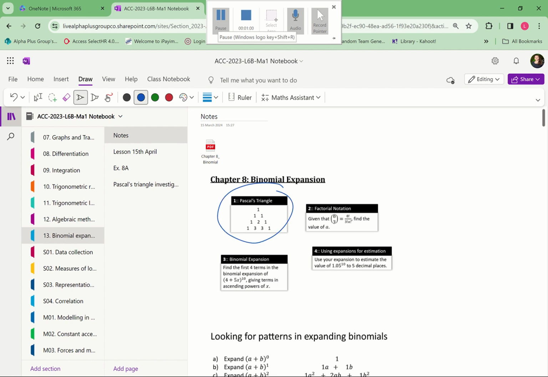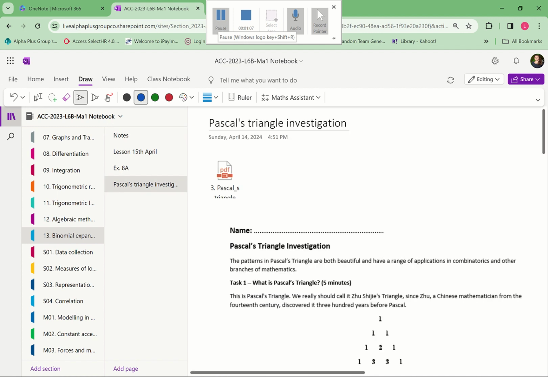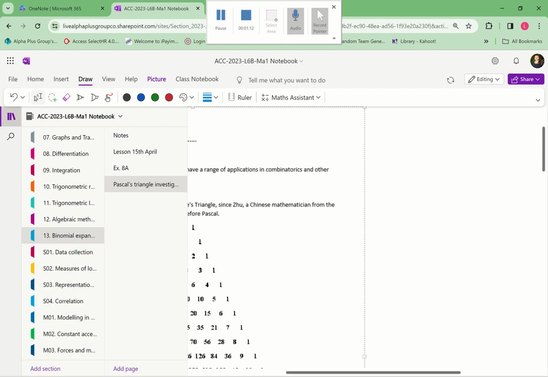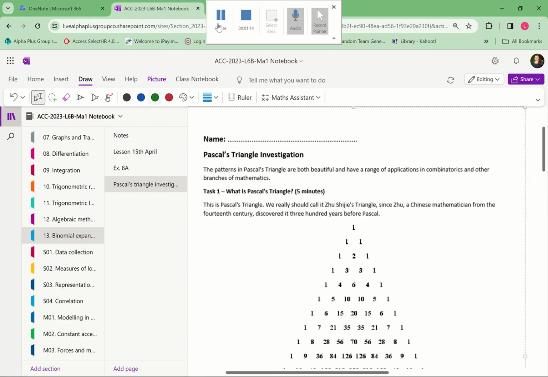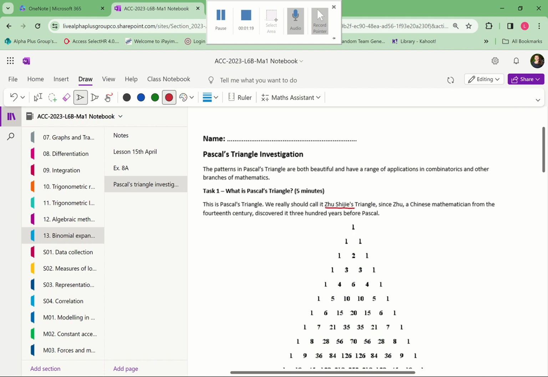Now, Pascal is the name of a mathematician. I guess this triangle is named after him, actually. If we look on this page that I prepared here for us, I've got the name of who this triangle should be named after. So we should really call it Zhu Shijie's triangle. I'm really sorry if I butchered the pronunciation of that name. Zhu, who was a Chinese mathematician from the 14th century, discovered it 300 years before Pascal.